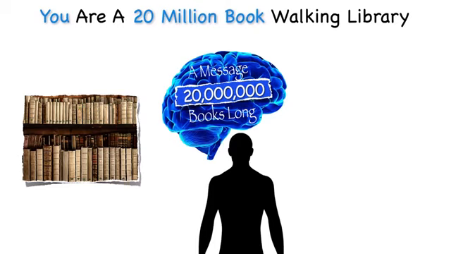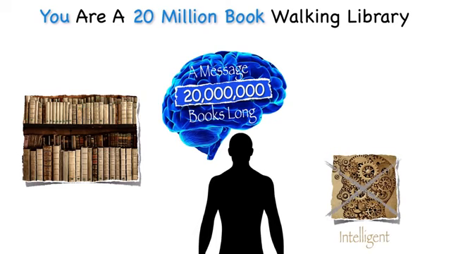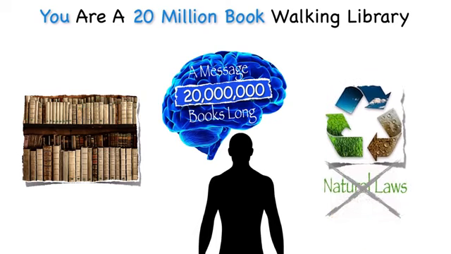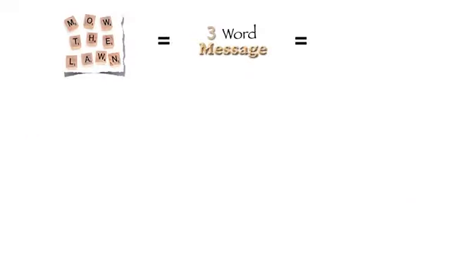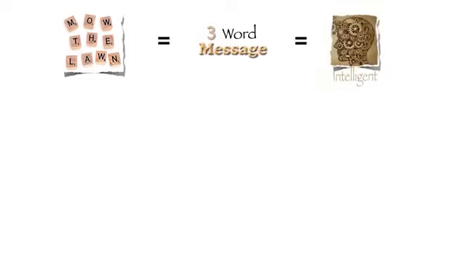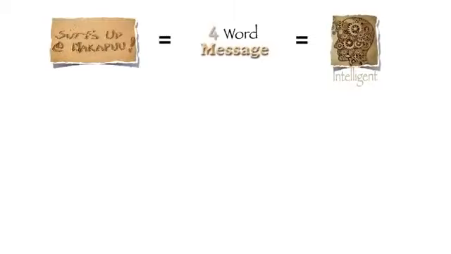Now the big question is this: where did this 20 million book message come from? It must have come from an intelligent source, right? No, says the Darwinist. There was no intelligence involved. That message came purely from nature. Good old natural laws put that 20 million book message inside your brain. That doesn't sound quite right, does it? We've already seen that "mow the lawn," a 3-word message, is not the product of natural laws. Intelligence was involved. And we also saw with the message "surfs up at Makapu," a 4-word message.